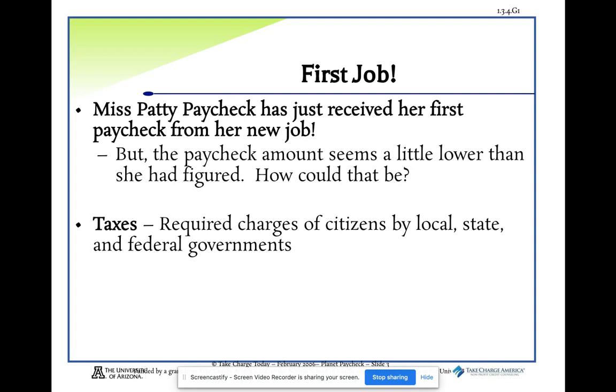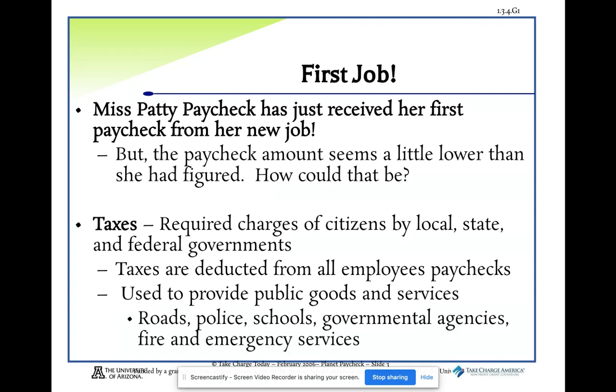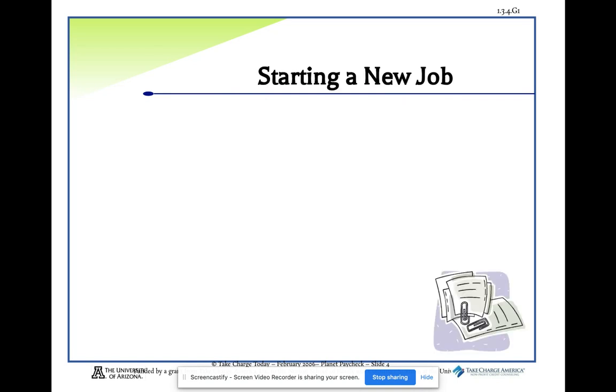So taxes are defined as required charges of citizens by local, state, and federal government. They're deducted from all employees' paychecks, and they're used to provide public goods and services such as schools, roads, police stations, all of that. The only time you're not going to get taxed is if you are working under the table.